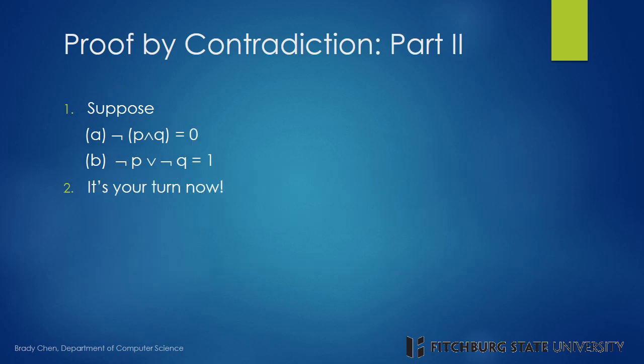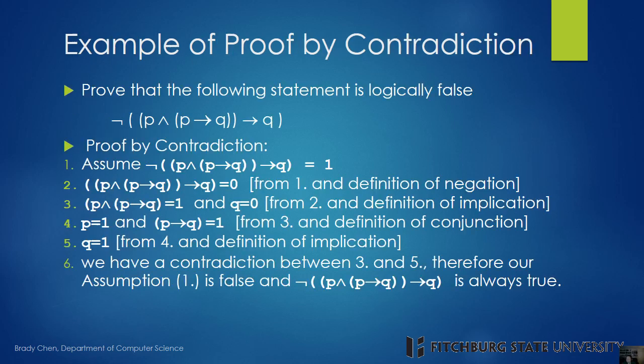So here's part B of these proofs by contradiction. Now if we assume A is 0 and B is 1, how can we get the contradiction? That's your turn. Now here's another example of proof by contradiction. Let me briefly summarize this proof technique.